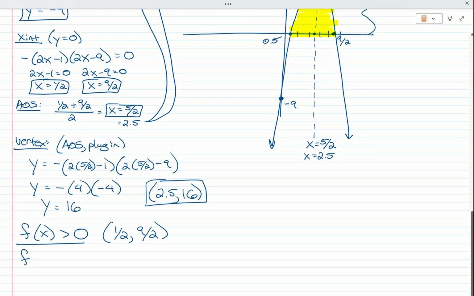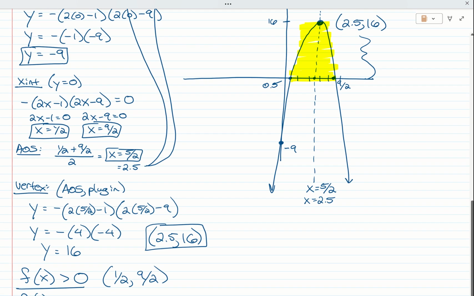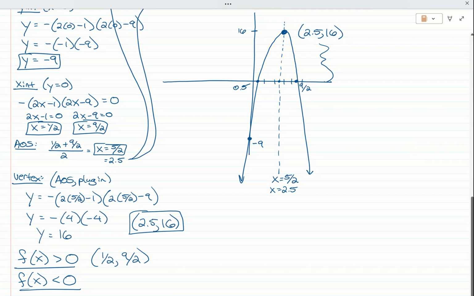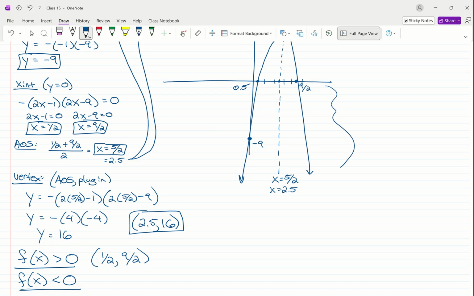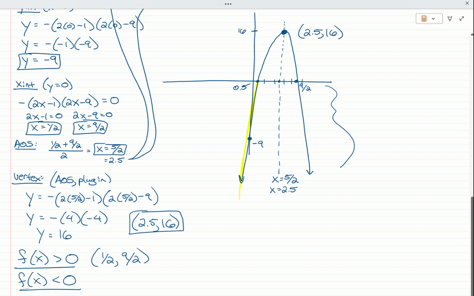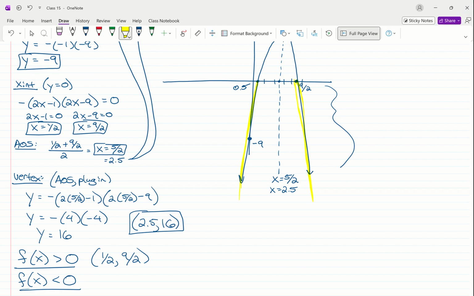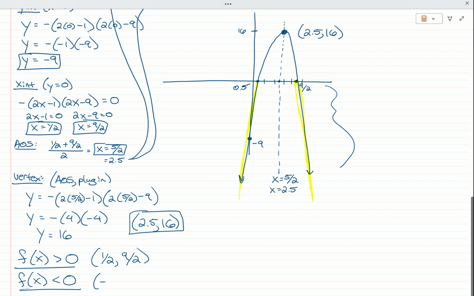If I asked you where is the graph less than 0, that means where is the graph below the x-axis? Well, that would be over here. And it looks like that happens for when the graph is less than 0.5 and when it's greater than 9/2. That's where the graph is below the x-axis. So let's go ahead and write that. So before 1/2, we would say negative infinity to 1/2. And also we would say from 9/2 to infinity.